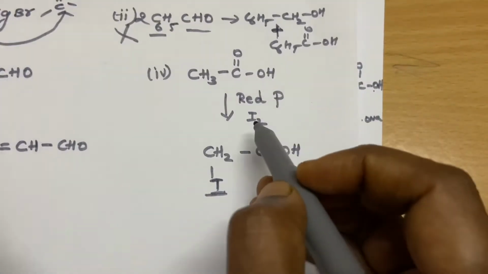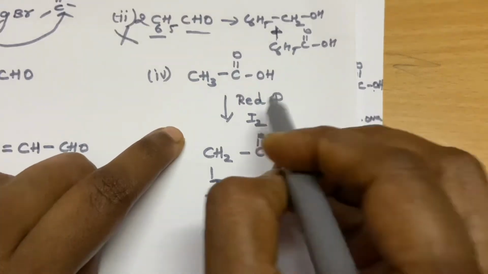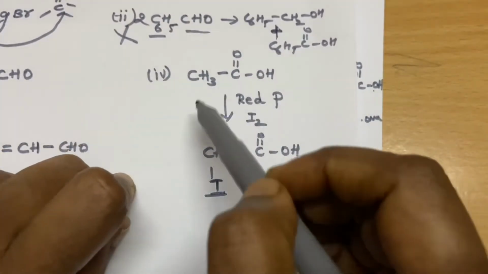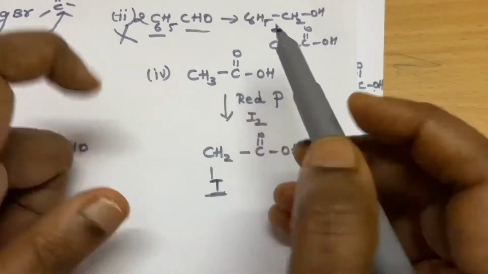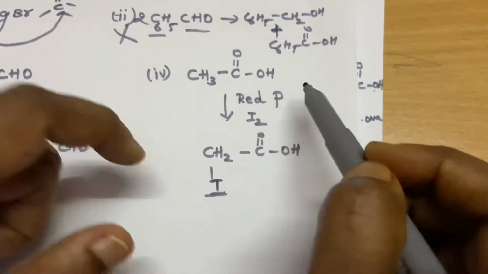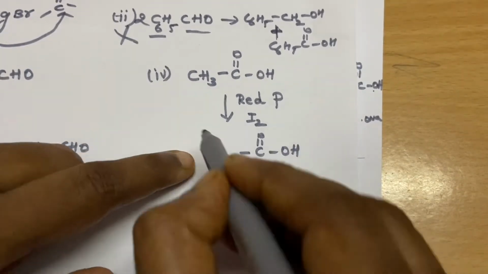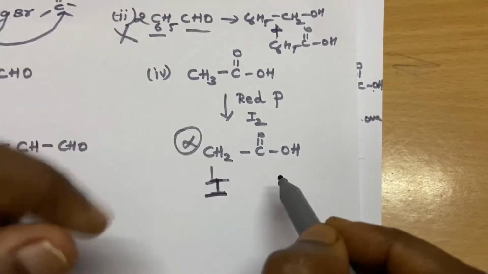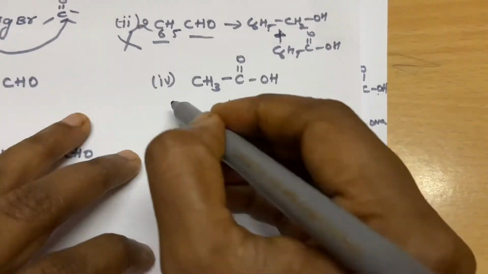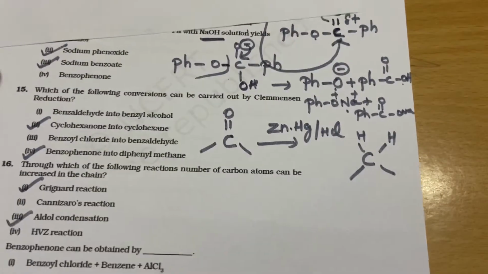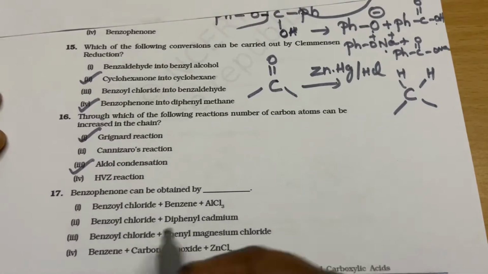So what is the Hell-Volhard-Zelinsky reaction? When you treat any acid containing alpha hydrogens with red phosphorus and the corresponding halogen, your halogen gets substituted at the alpha carbon. So this is the reaction. Are we increasing any carbon atoms here? No. So what is the option? Grignard reaction and Aldol condensation are the answers.